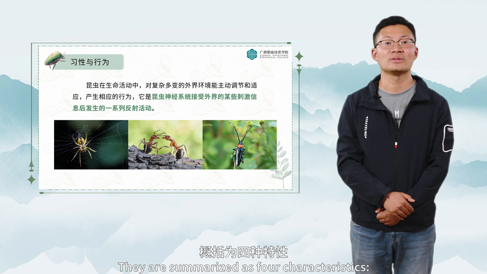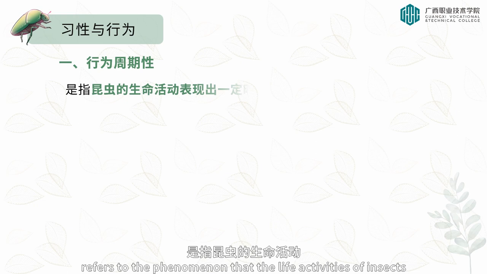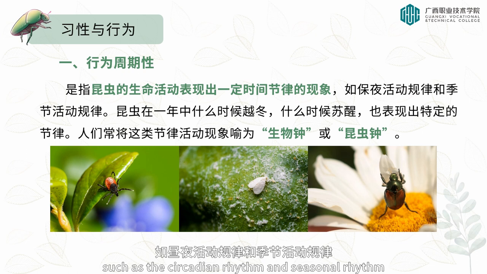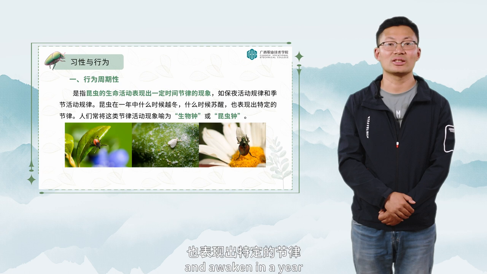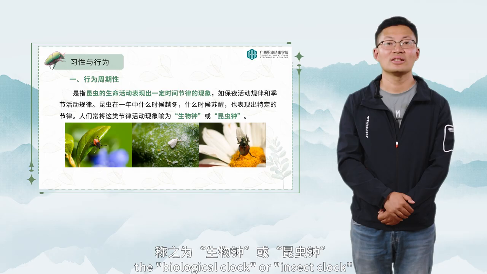1. Behavior periodicity refers to the phenomenon that the life activities of insects show a certain time rhythm, such as the circadian rhythm and seasonal rhythm. Insects also show a specific rhythm when to overwinter and awaken in the year. People often call this rhythm the biological clock or insect clock.